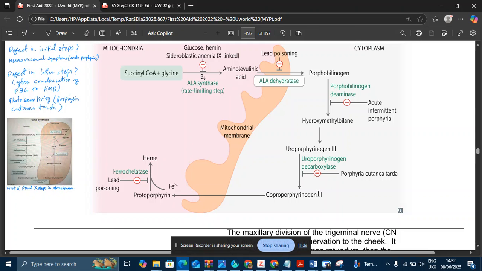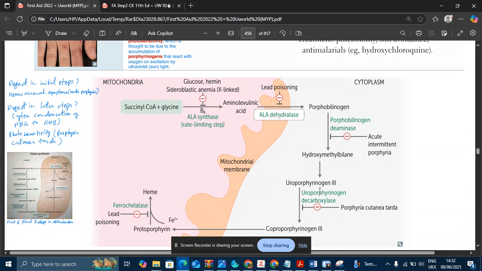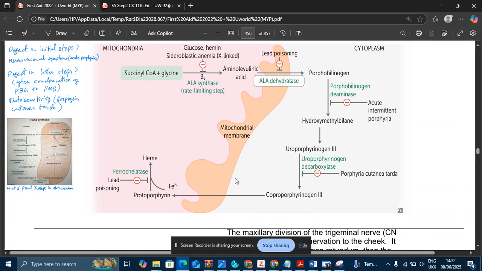Then this coproporphyrinogen 3 again enters into the mitochondrion and becomes protoporphyrin, and then this protoporphyrin, when it combines with iron, becomes heme. Okay, then heme combines with globin to become hemoglobin. Okay, so yeah, this is all you have to memorize. I cannot help with that, you have to memorize it at any cost.